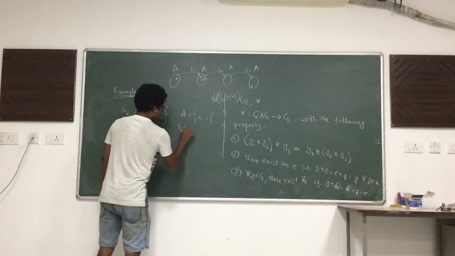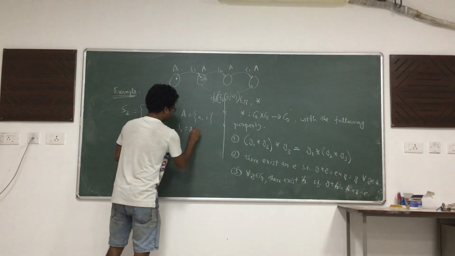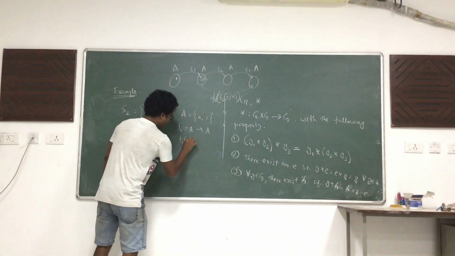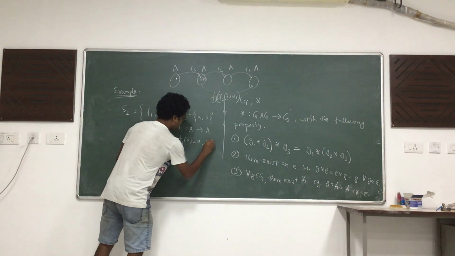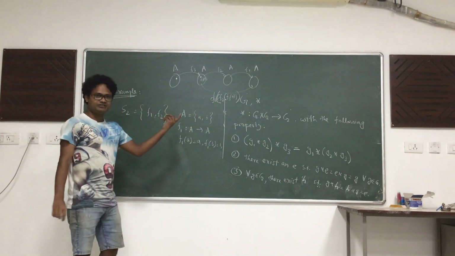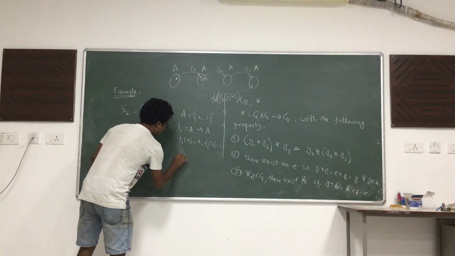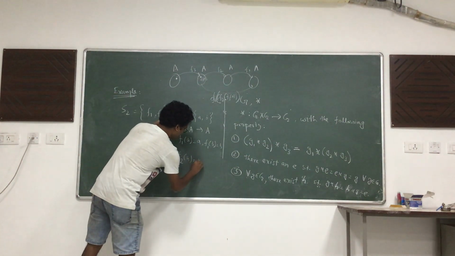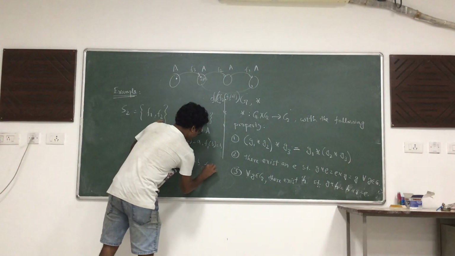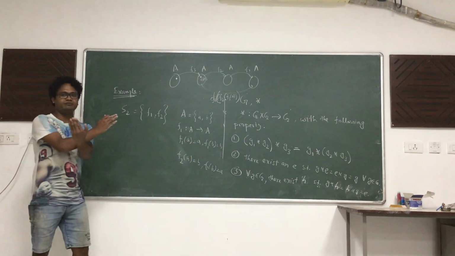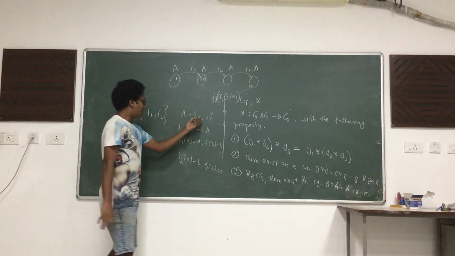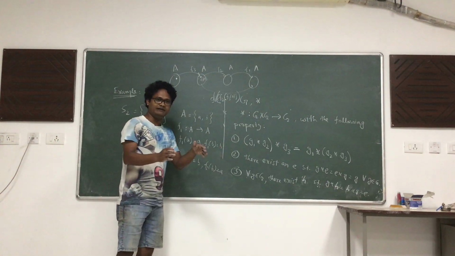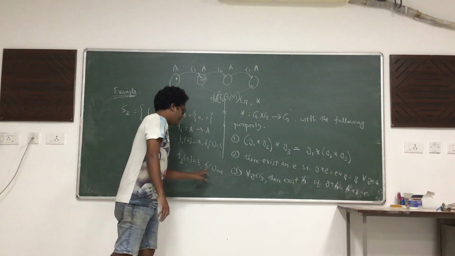So F1 is a function from A to A, defined as the identity map. And the only other permutation we can do is another bijection, F2, which sends A to B and B to A, so it just permutes A and B. There are no more bijections independent of these two. One permutation sends A to A, B to B, the identity map, and the other sends A to B and B to A.